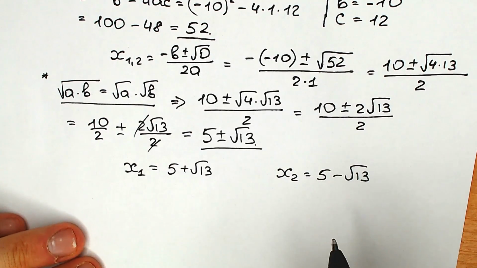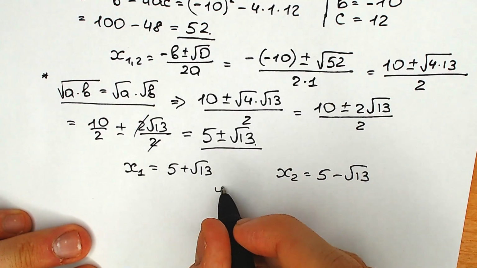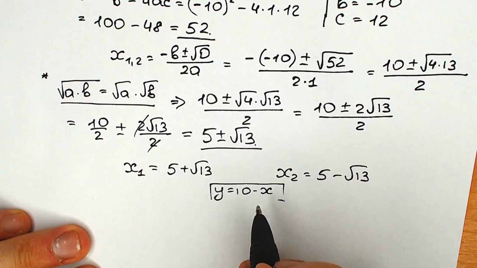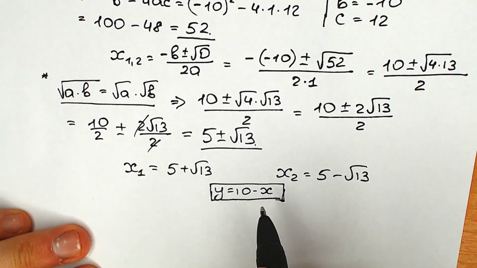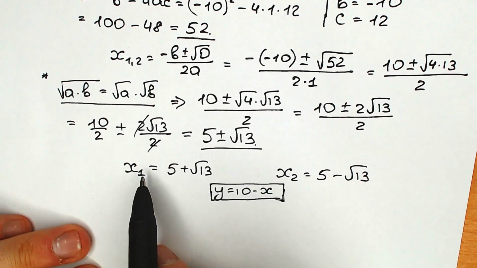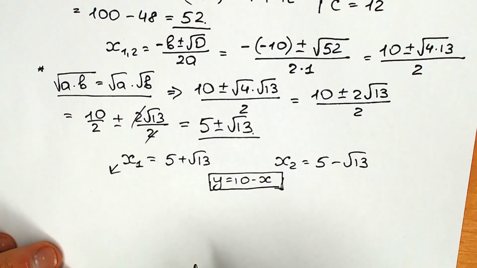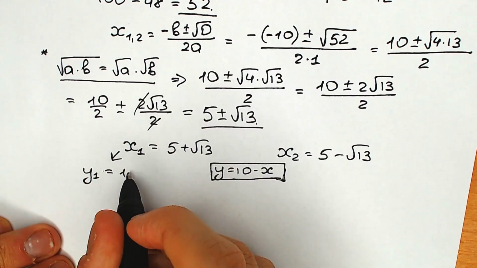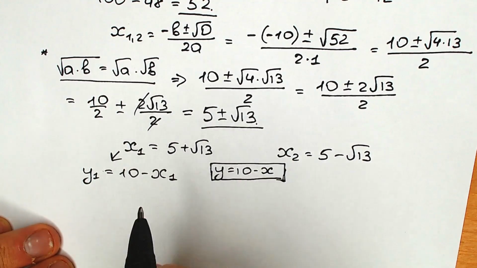So we have two roots, but don't forget about the substitution in the beginning, because we need to remember that y equals 10 minus x. We expressed y in terms of x, and right now we're going to go back and find our y. We know everything about x, so we will have two pairs: y first and y second. First of all, let's find y first. So y first equals 10 minus x first, so we're going to subtract x first from 10.